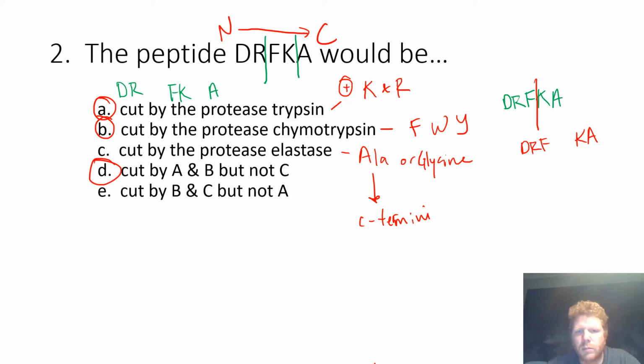Answer option E is B and C but not A. Okay, so we're left with only D as a viable option.